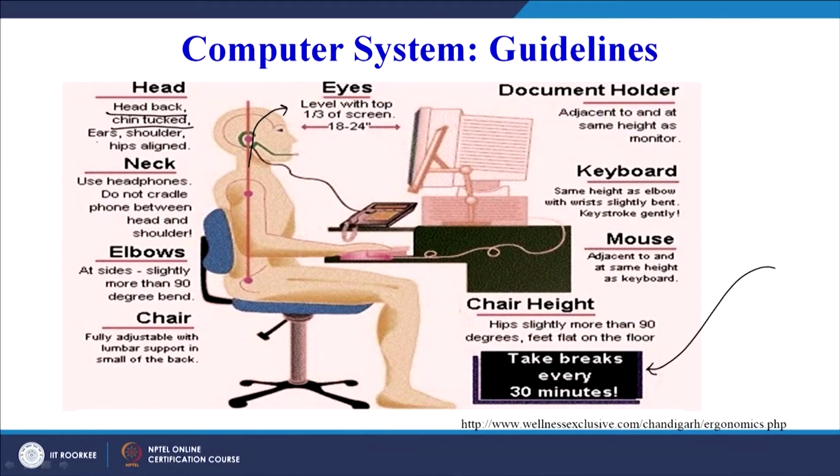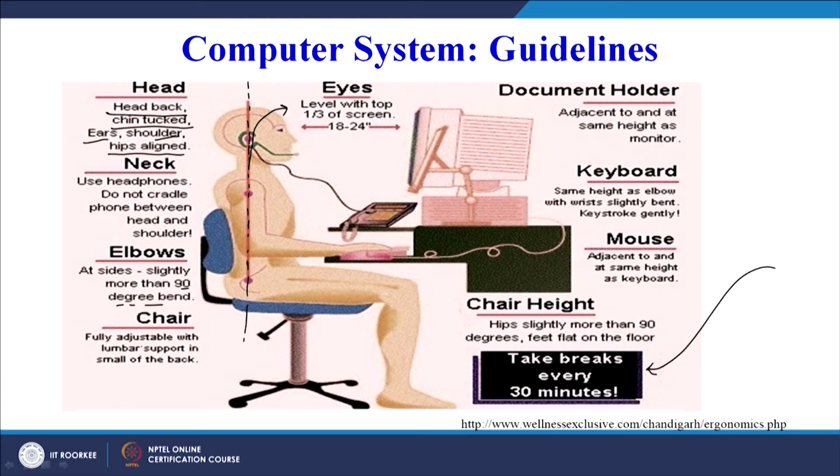Chin tucked, ears, shoulder, hips aligned. So we can see these are the ears, these are aligned. So this is head, then ears, then neck, then shoulder, and then the hip. They are all aligned. So this is one thing we can ensure. Neck: use headphones, do not cradle the phone between head and the shoulder. So this is another guideline. Elbows at sides, slightly more than 90-degree bend. So it is shown as a guideline.